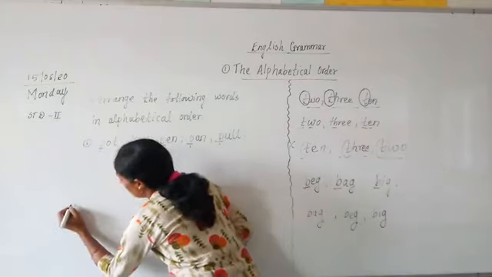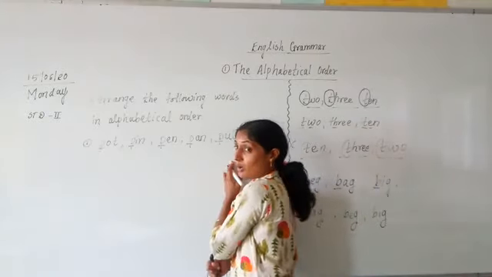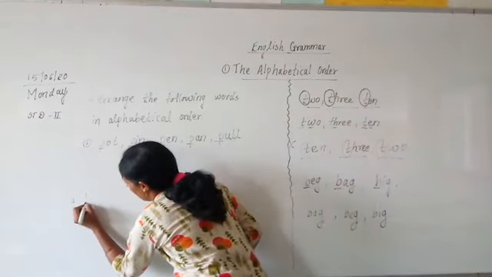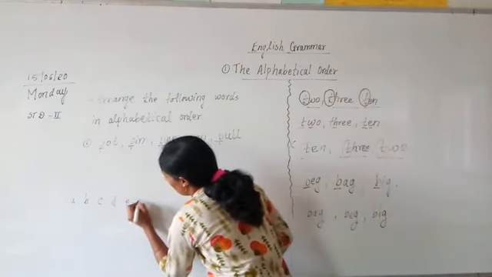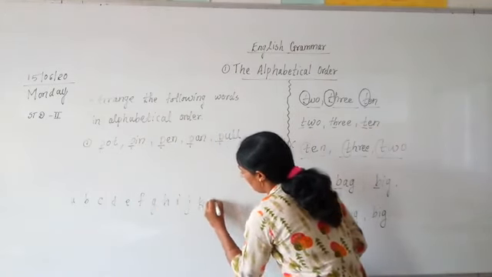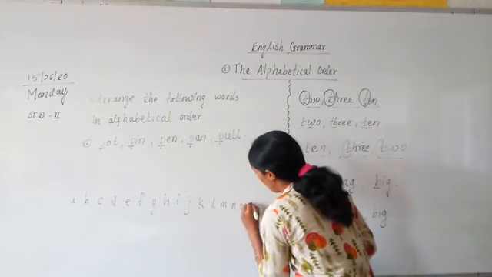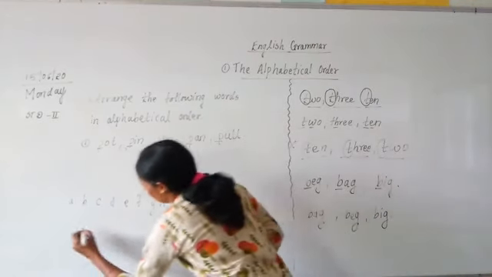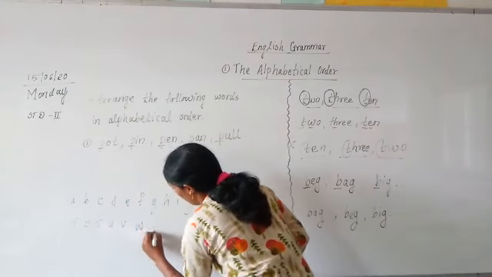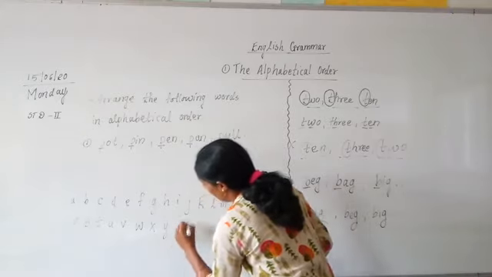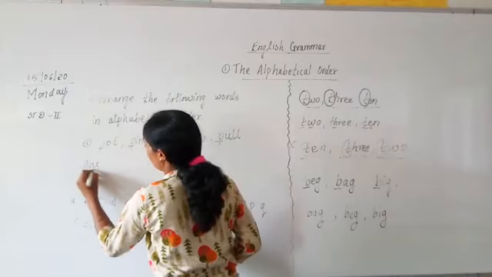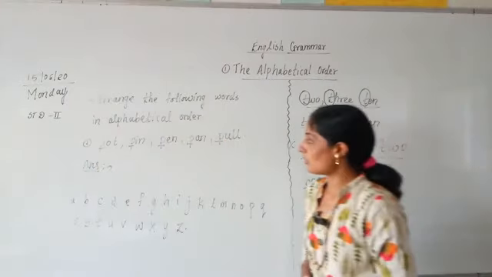Okay, I will just write down. These words are all written in small letters, so I will write down here the letters A, B, C, D, E, F, G, H, I, J, K, L, M, N, O, P, Q, R, S, T, U, V, W, X, Y, and Z. Now we want the answer of this question.